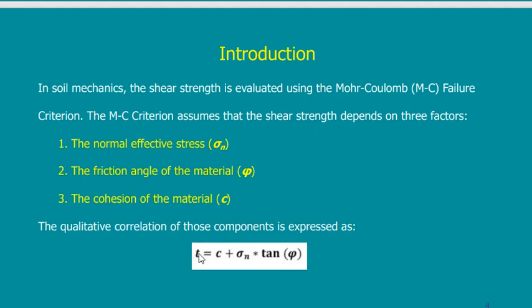So tau is equal to C, which is the cohesion, plus sigma n, which is the normal vertical stress, multiplied by tan phi. So I have here phi, I have C, these are the two parameters, and I have sigma n, which is the normal stress. They all give me the shear strength of the soil.